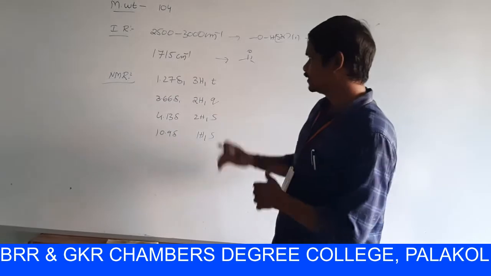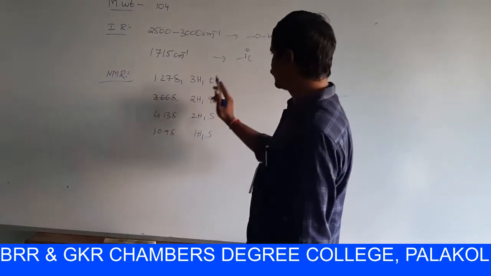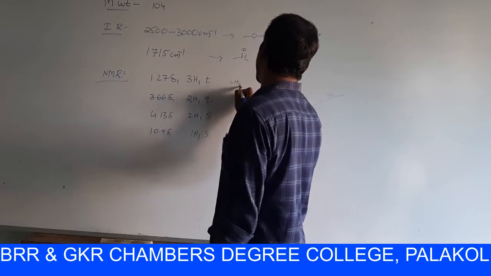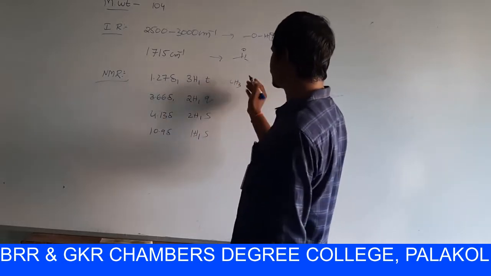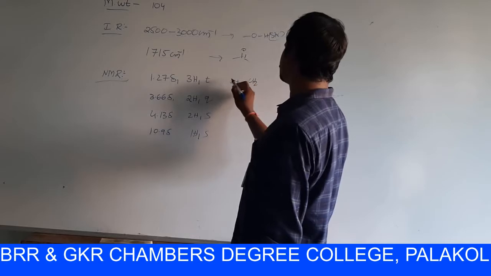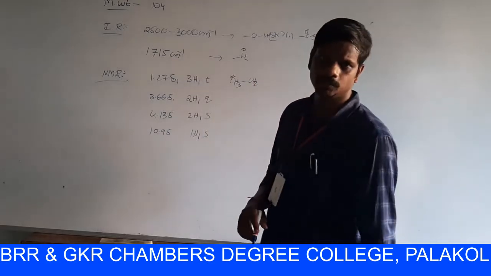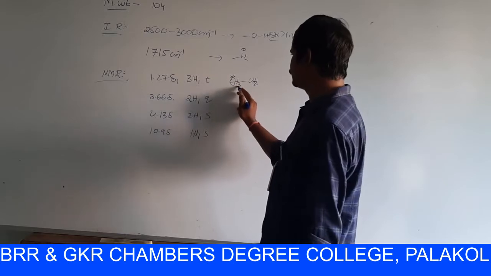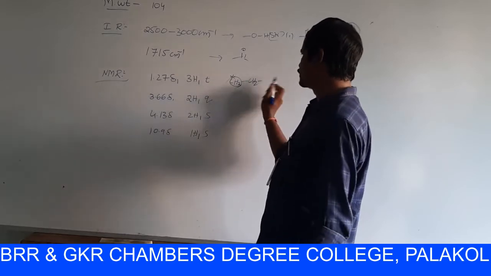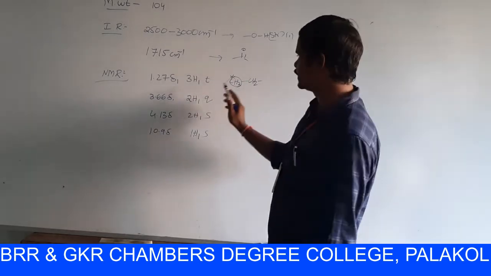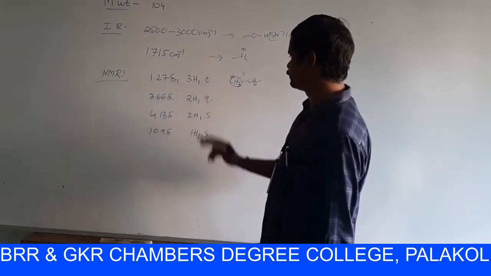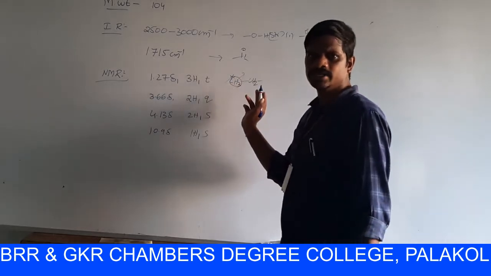So let us see 1.27 delta, 3 hydrogen triplet. So this represents a 3 hydrogen triplet. That means CH3 is attached to a CH2 group. Then it gets a triplet because the spin of these 3 hydrogens interacts with the spin of the adjacent 2 hydrogens. Then it appears as a triplet. So a 3 hydrogen triplet means CH3 is connected to a CH2 group.